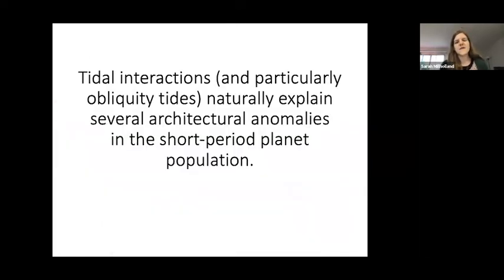So for the remainder of the talk, I'm going to propose that tidal interactions, and particularly obliquity tides, could naturally explain several of these architectural anomalies that we see in the short period planet population. And I'm going to discuss 3 specific examples.